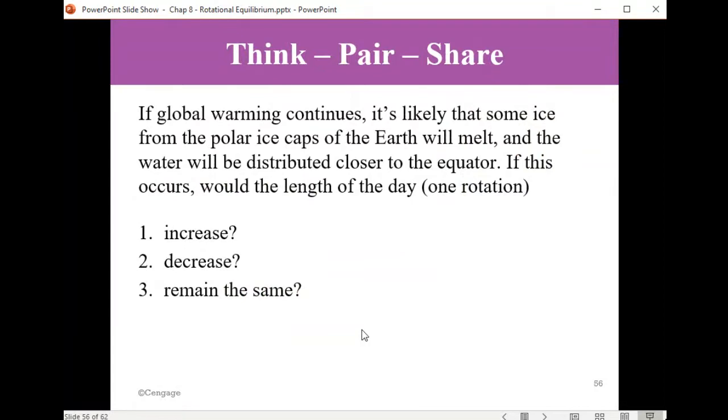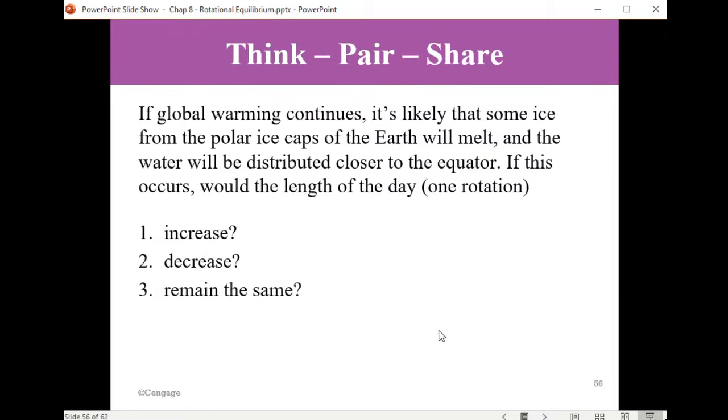If global warming continues, it's likely that some ice from the polar ice caps of the Earth will melt, and the water will be distributed closer to the equator. If this occurs, would the length of the day, which is the length of one rotation, increase, decrease, or remain the same?